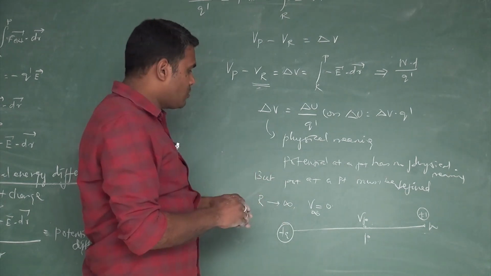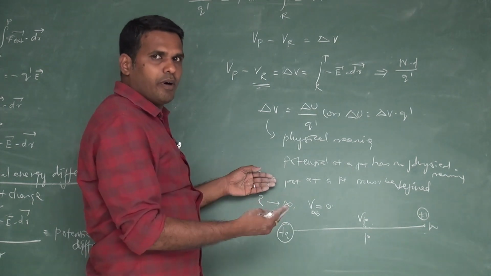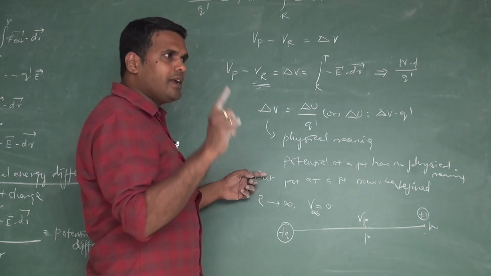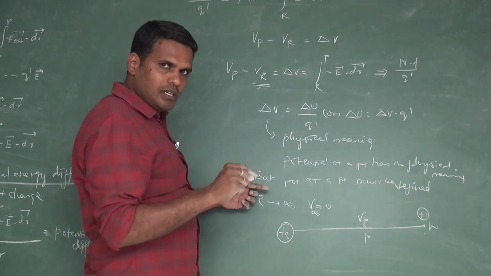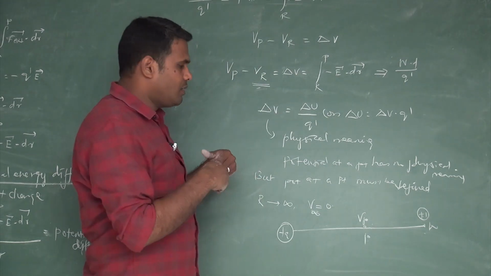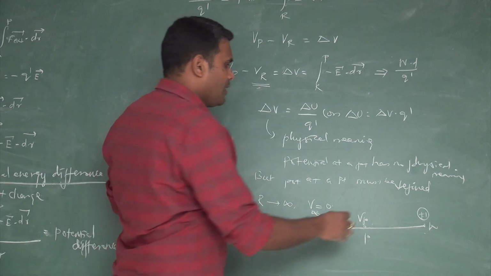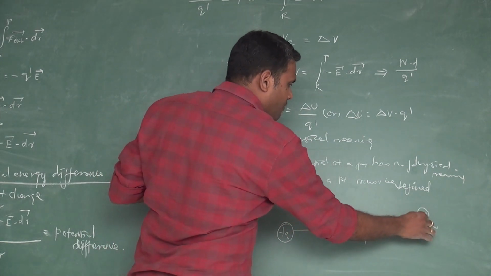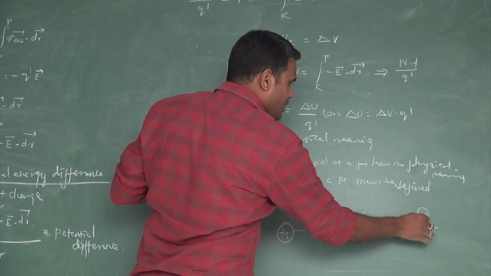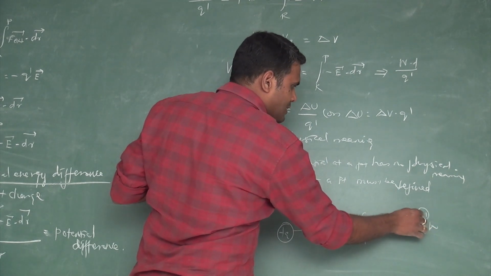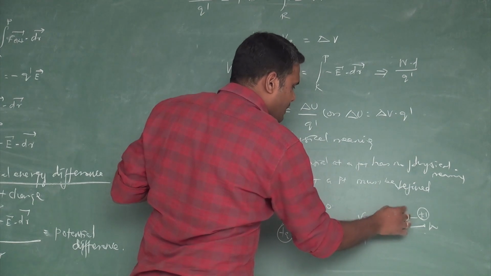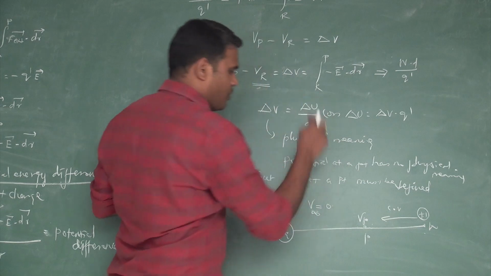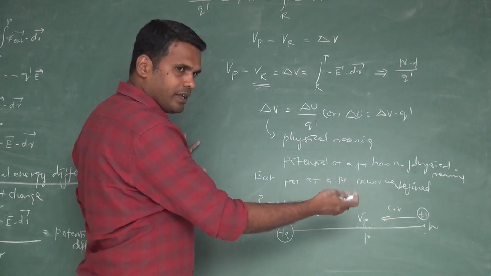In order to define potential at any point, we need a reference, and that reference is made at infinity, where the potential is 0. So the definition will go like this. The potential at a point is defined as the amount of work done by the external force in moving a unit positive charge with constant velocity against the repulsive force from infinity to that point.